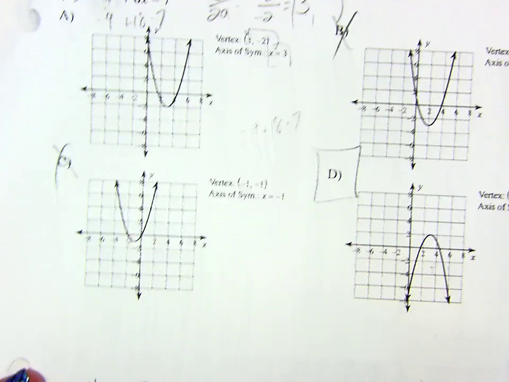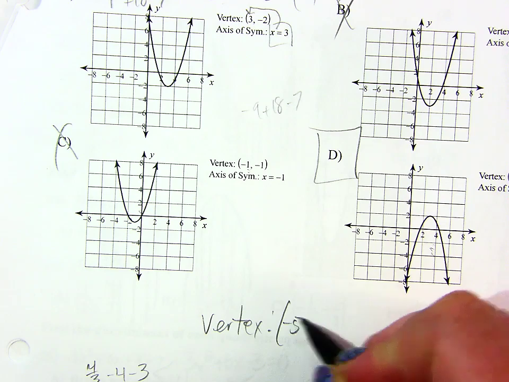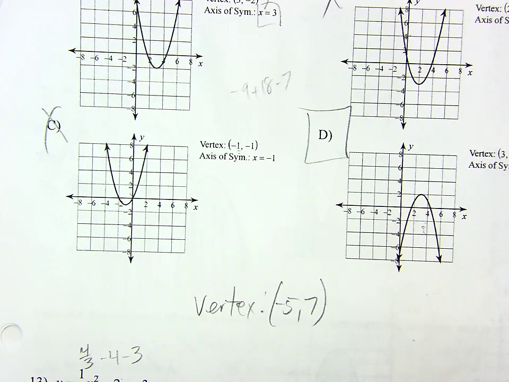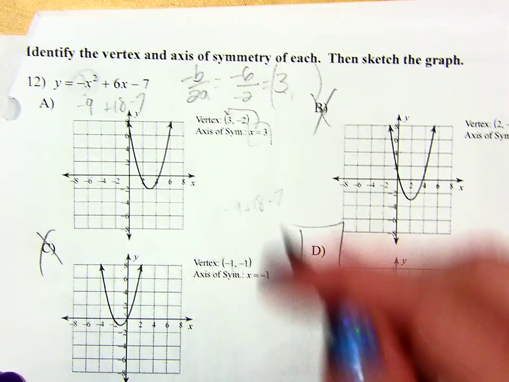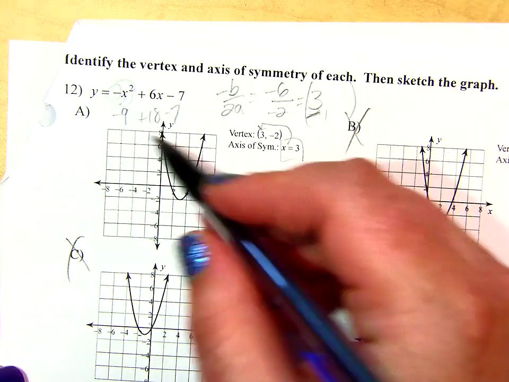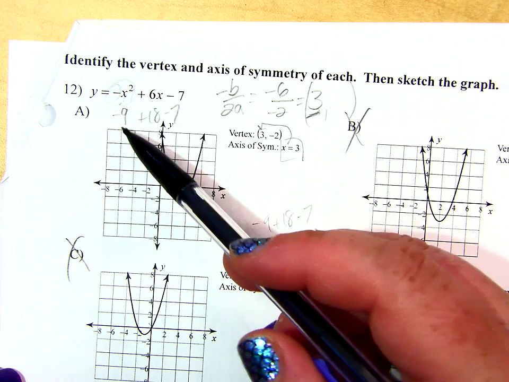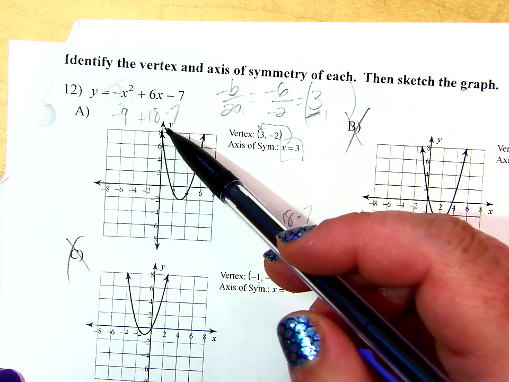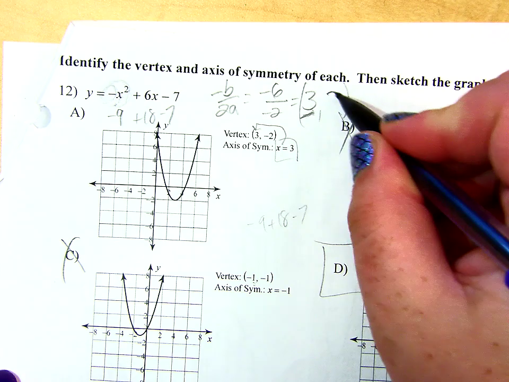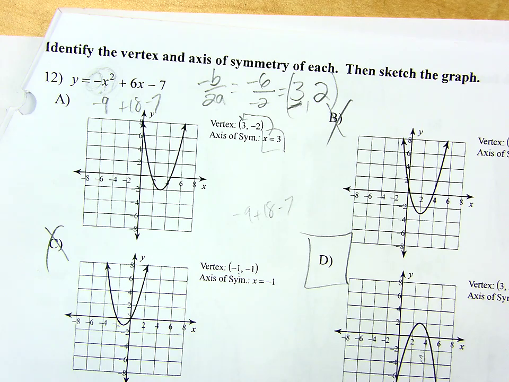What if, let's pretend it was a different problem, and they said, your vertex is at -5, 7, and they asked you for the axis of symmetry. I get when you do -b over 2a, but that only gets you one number. So when we did it, we got a +3. Now you take that +3 and plug it back in for x and see what comes out for y. So that would be -9 plus 18 minus 7. That's how we got +2. So it's got to be D again.